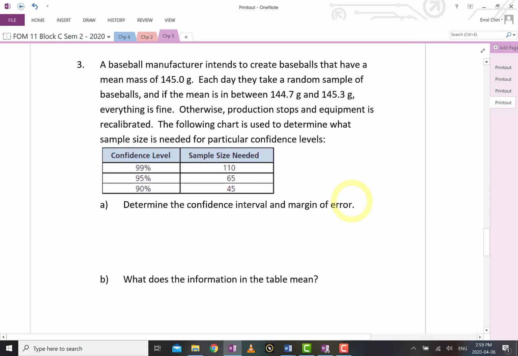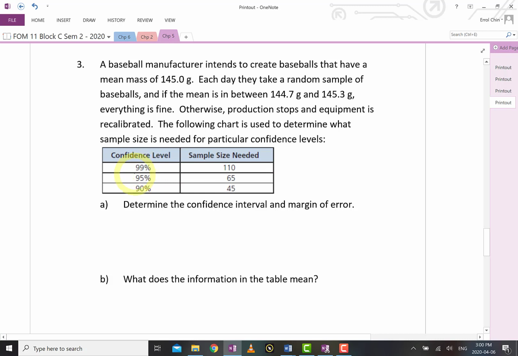All right, part C. It says here, a baseball manufacturer intends to create baseballs that have an average mass of 145 grams. Each day they take a random sample of baseballs and the mean is somewhere between 144.7 and 145.3 grams. If they do that, then everything's fine. Otherwise, the production stops and equipment is recalibrated. The following chart is used to determine what sample size is needed for a particular confidence level.